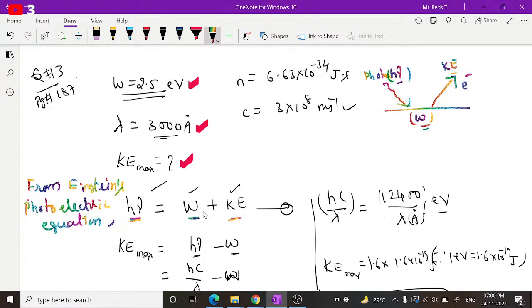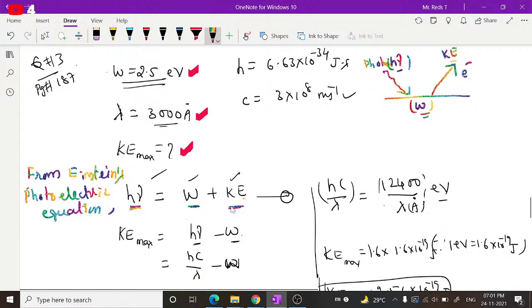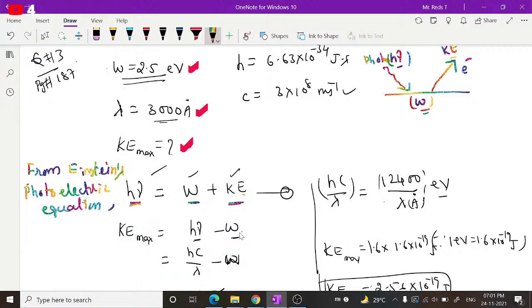Here, the metal surface has this work function, and a radiation of this wavelength is incident on it. What should be the maximum kinetic energy of the ejected photoelectron? So K max is equal to h nu minus W. W is given as 2.5 electron volts. Here nu is not given, lambda is given, so let us write it as hc by lambda, minus W. It is given in electron volts, so this also we have to take in electron volts.